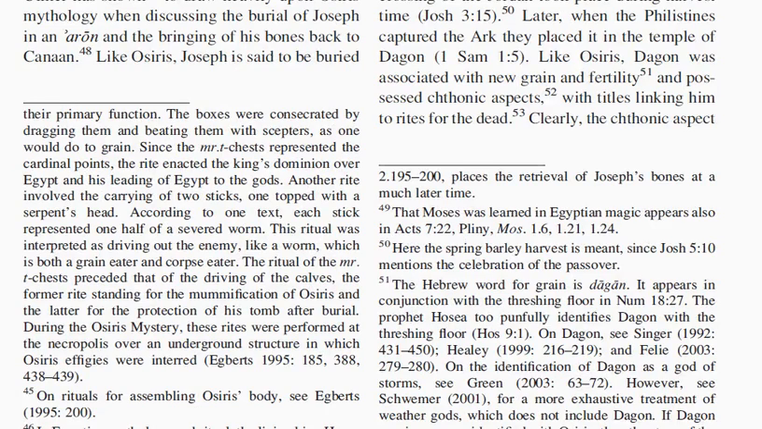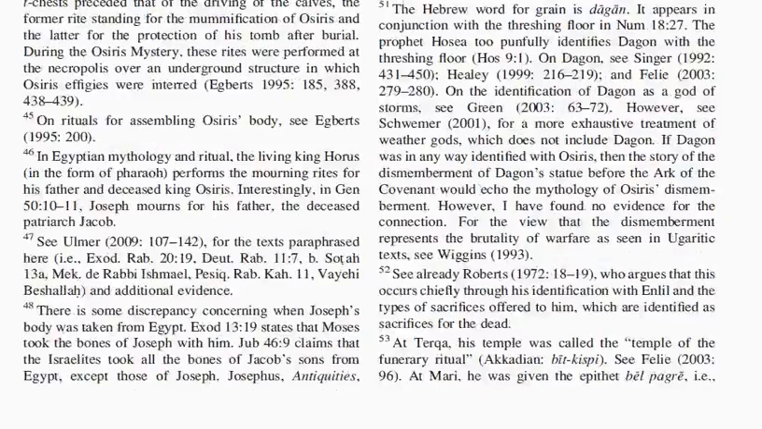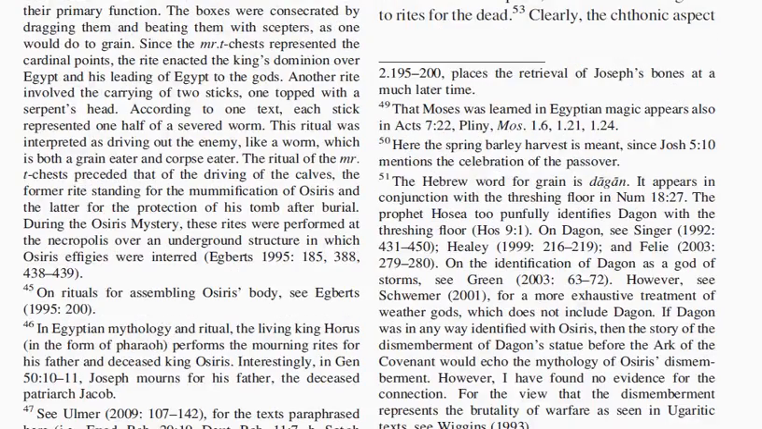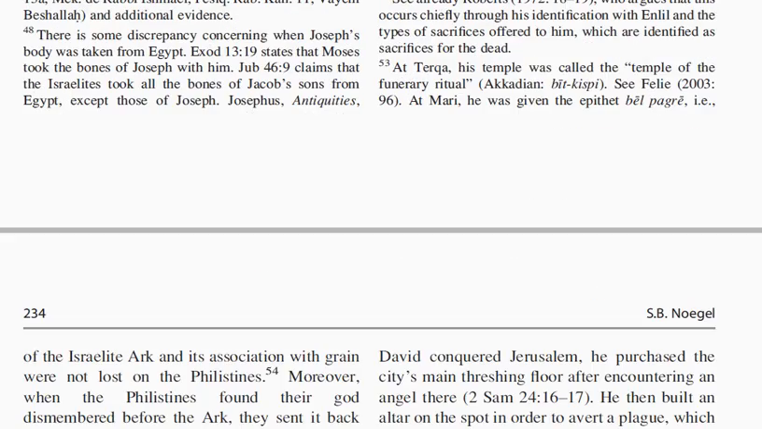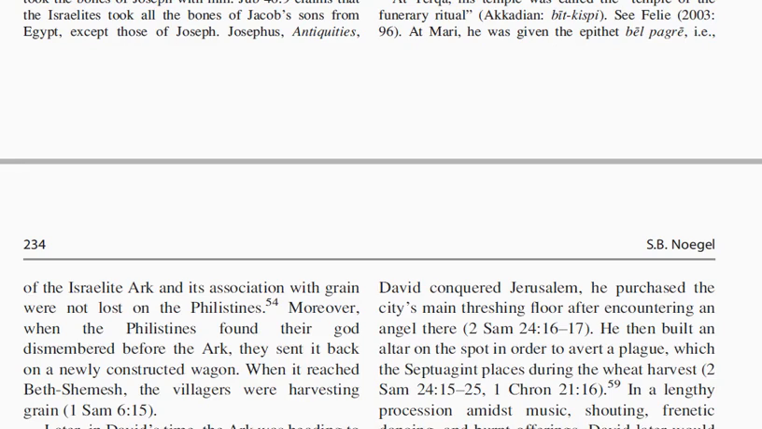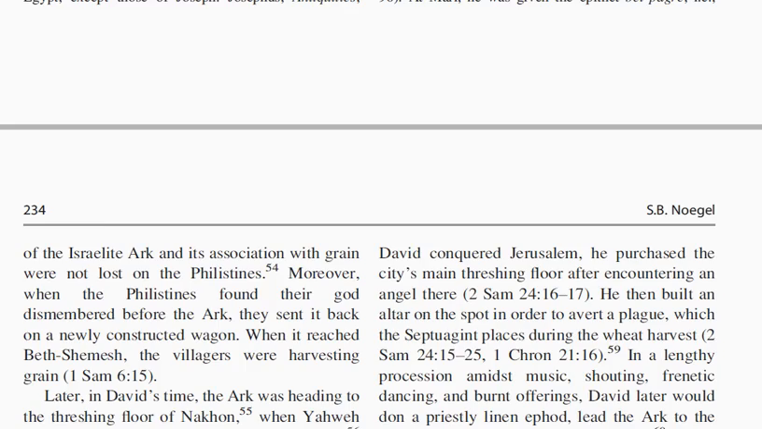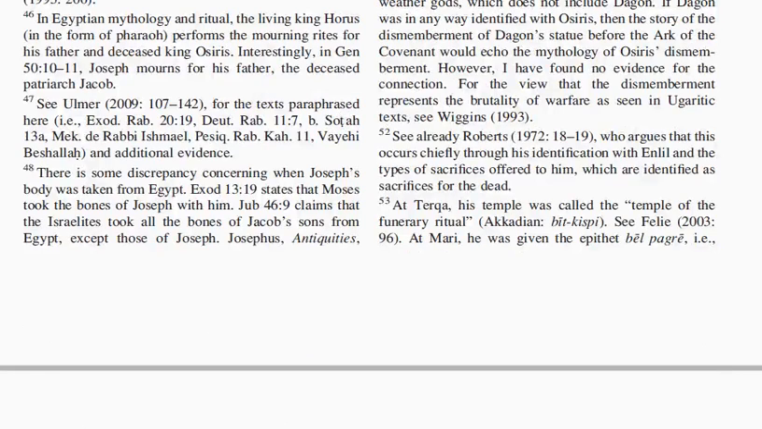And possessed Chthonic aspects, with titles linking him to rights for the dead. Clearly, the Chthonic aspect of the Israelite Ark and its association with grain were not lost on the Philistines.